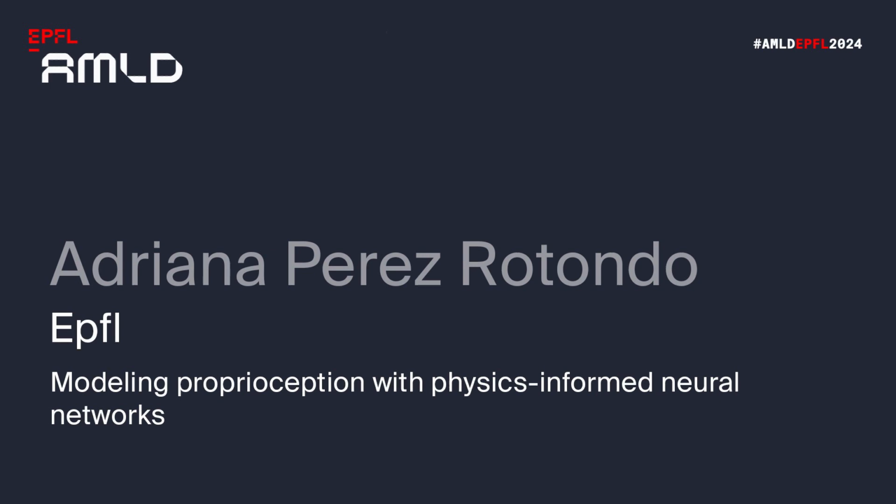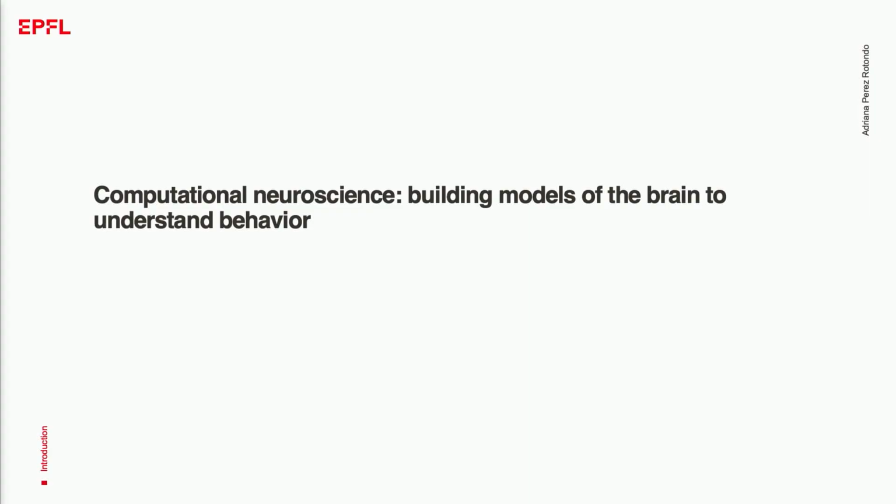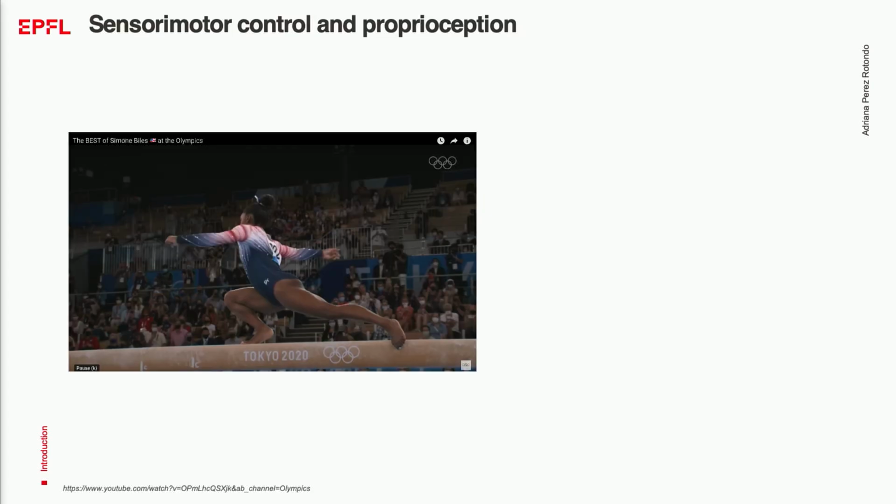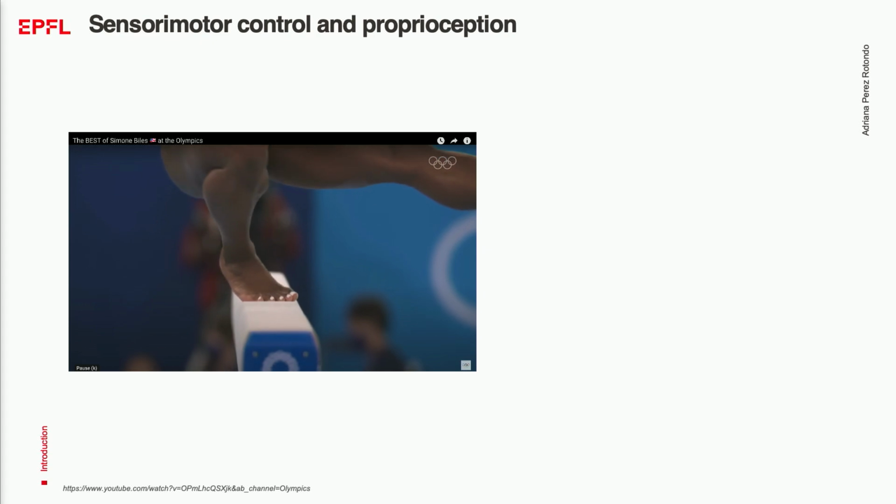Talk about how we can use physics-informed neural networks to model proprioception. So I'm actually in the field of computational neuroscience, and one of the things that we do there is build models to understand the brain, and especially how the brain creates behavior. So what does that look like? Well, one behavior can be movement.